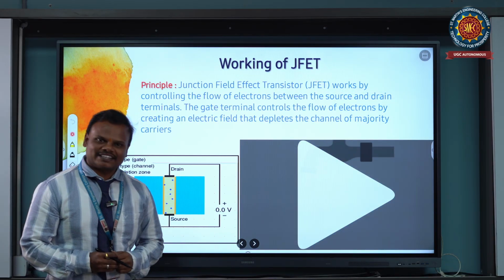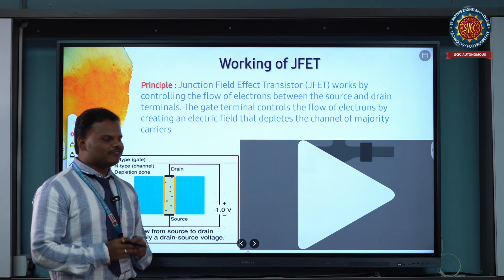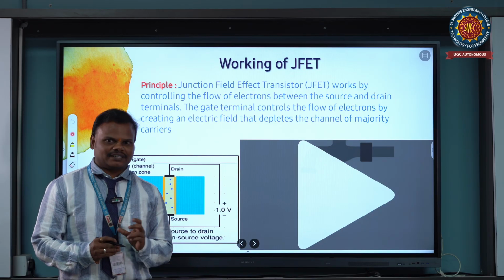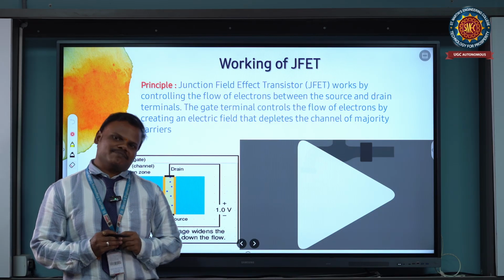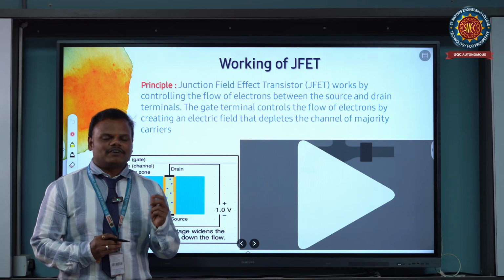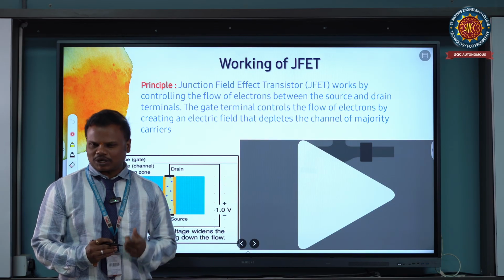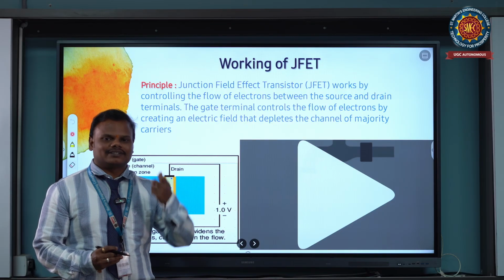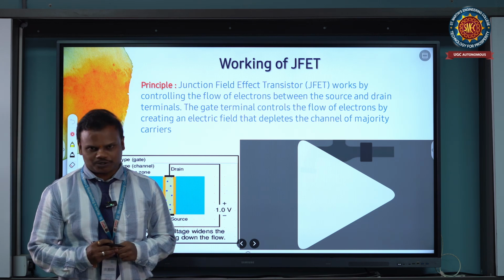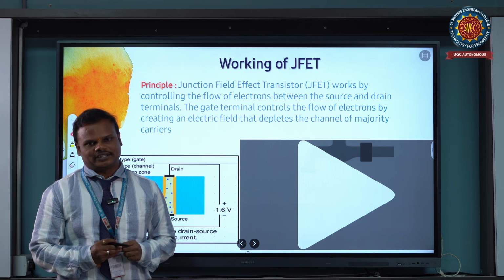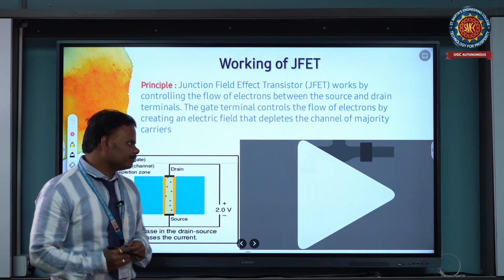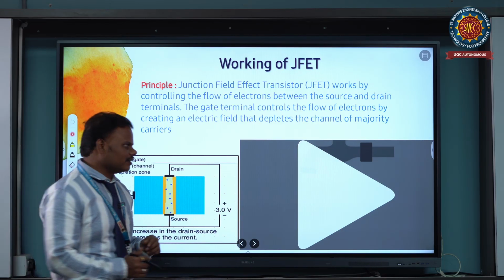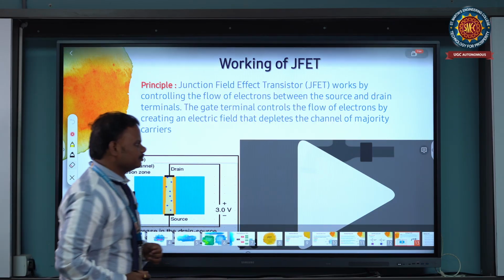Next, the working. I want to give some clarity on that. In a junction field effect transistor, the operation is done one way: we control the current flow from source to drain by controlling the gate to source voltage. That is how it is done. I will explain this operation with an example, the tap operation.